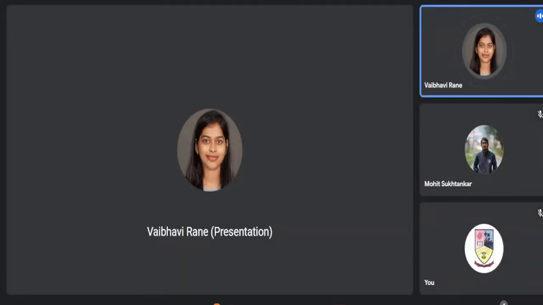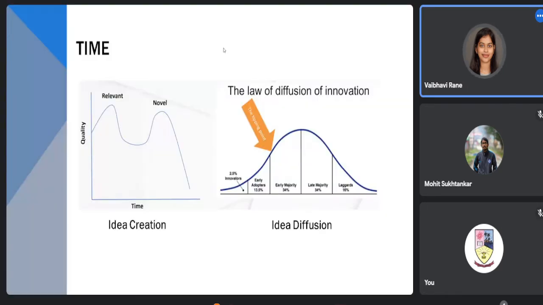Now, what is diffusion? It is when a new innovation or a new product that you come up with is communicated over a certain period of time to the public. Now, idea creation is basically how you create your idea, whereas idea diffusion is how much time it takes to send that idea or your product into the market. So as you can see, the tipping point is when your idea, your startup should start picking up.